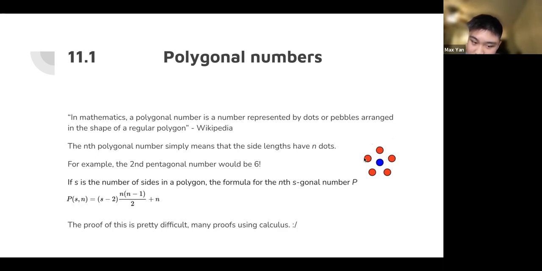Each side has 2. It has 6 dots, 1, 2, 3, 4, 5, 6. If S is the number of sides in a polygon, the formula for the nth polygonal number P would be S minus 2 times n times n minus 1 over 2 plus n. And I don't think we're going to go over this proof.